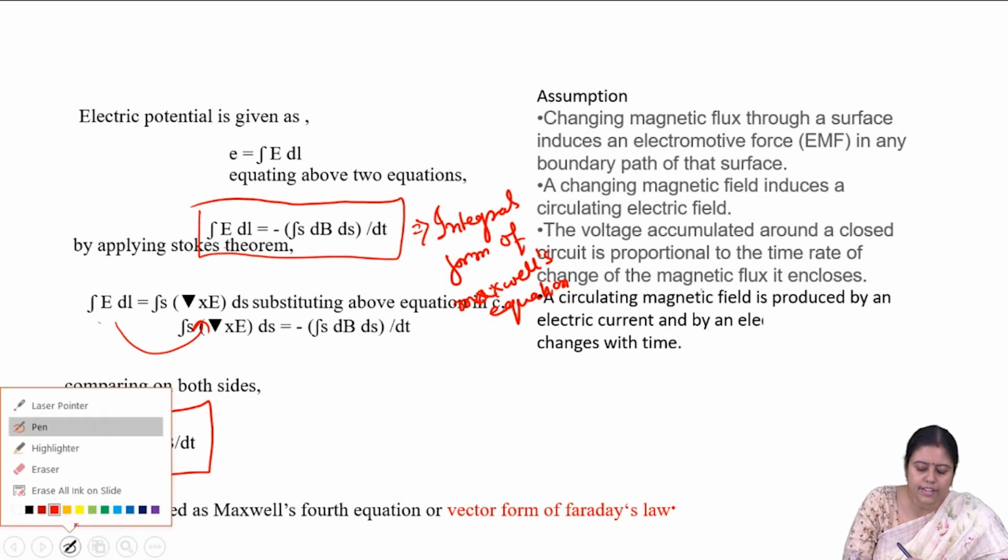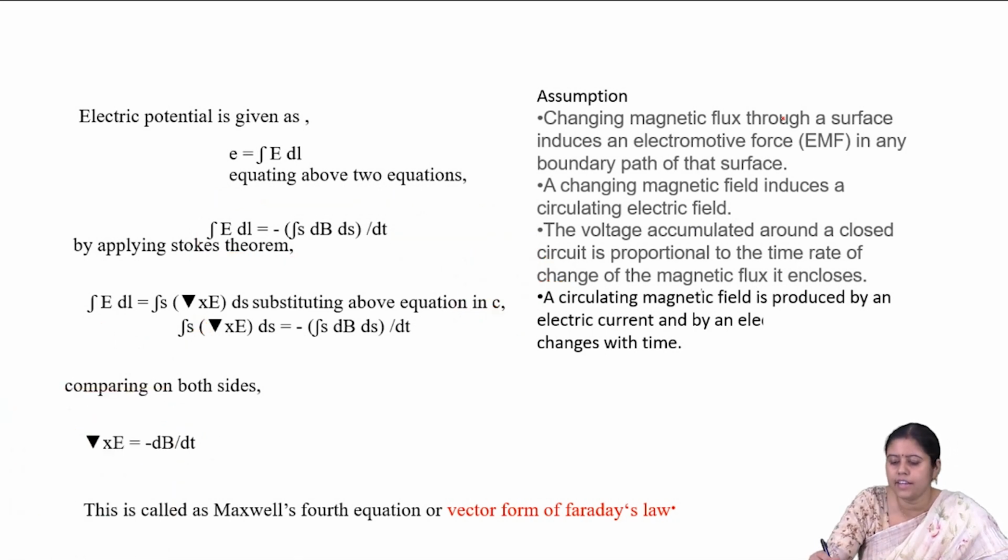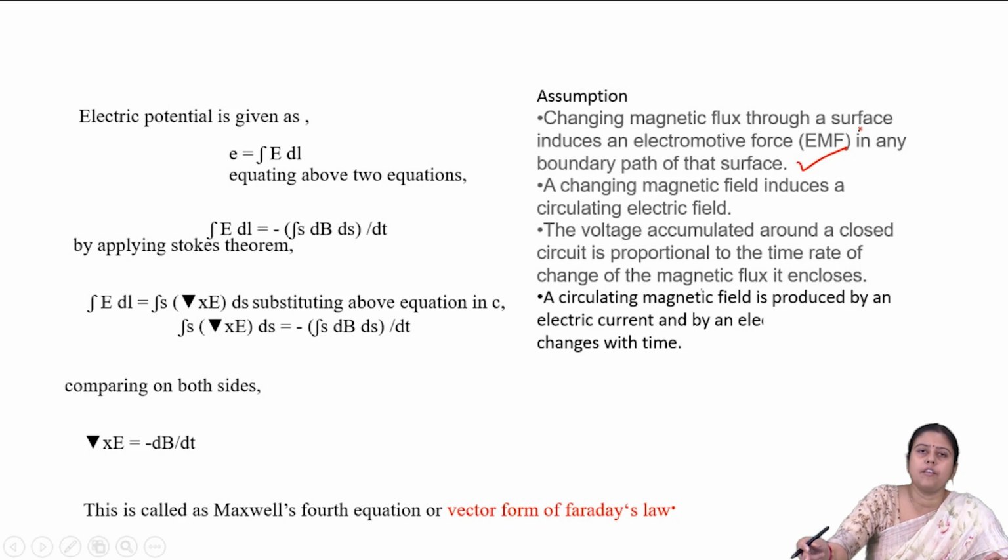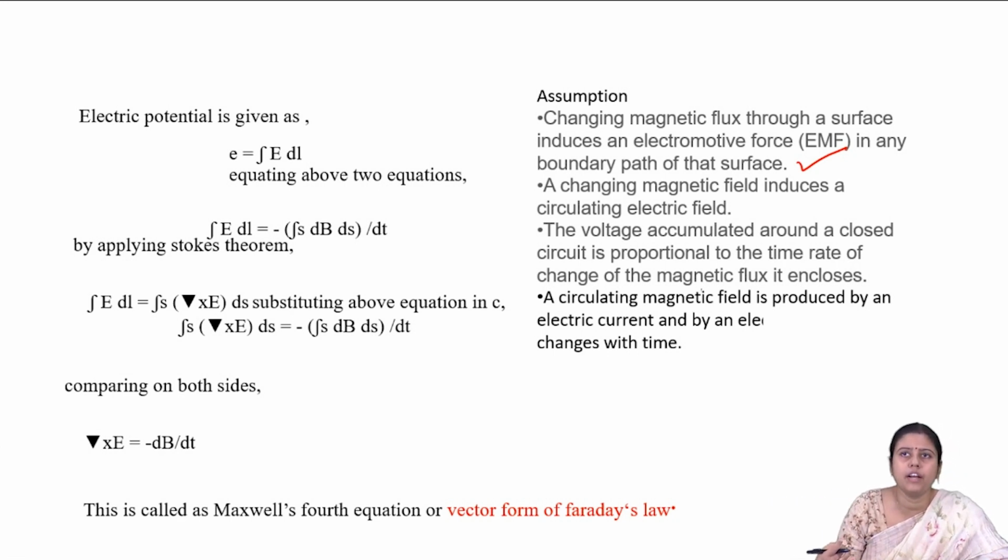So what are the assumptions we are thinking? Changing the magnetic flux through a surface induces an electromotive force in the boundary path of the surface. We are assuming that the EMF is only at the boundary path. Changing the magnetic field induces a circulating electric field.